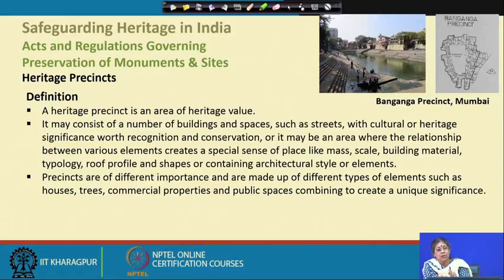So, this unique significance is the major factor and it can be contributed by various attributes. What is important is to identify the attributes and signify the heritage, and as we can see in this special regulation, heritage regulation of Mumbai, we have really shifted away from the monument. There may be a monument, there may not be a monument. So, it has legally defined what a heritage precinct is.